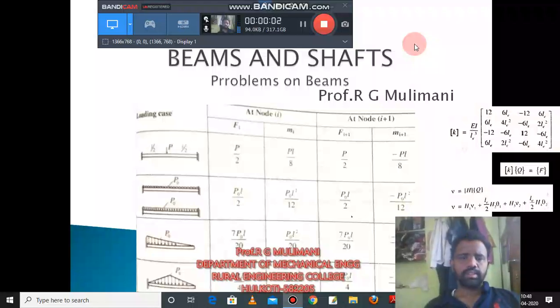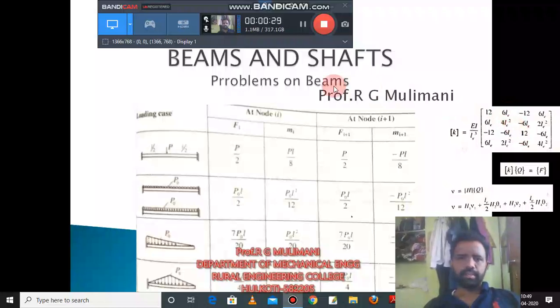Hello, in this session we will solve some of the numerical problems on the beams. In the last class we derived the stiffness matrix for the beam element, that is the 4 by 4 matrix EI by LE cube, where L is the length of the element, E is the Young's modulus, I is the moment of inertia, and in the matrix all the elements have the LE term, that is the length of the element.